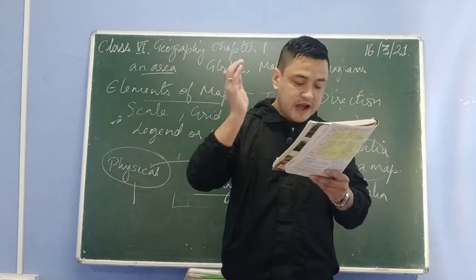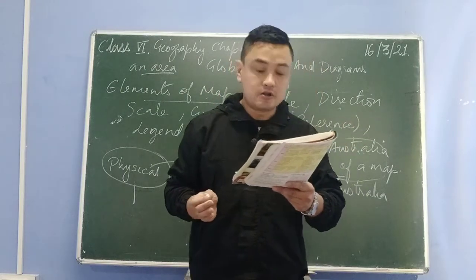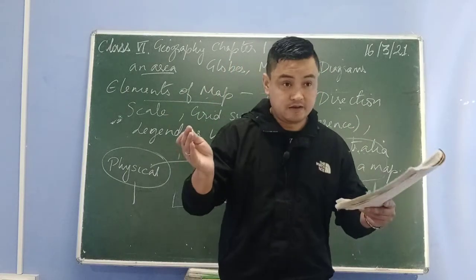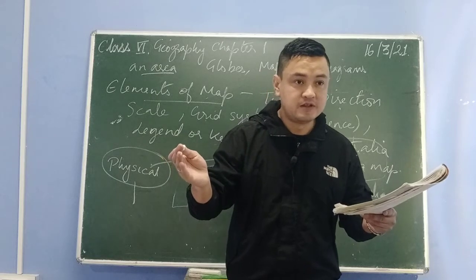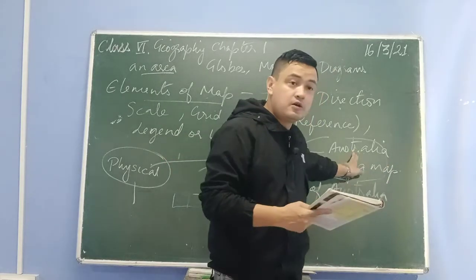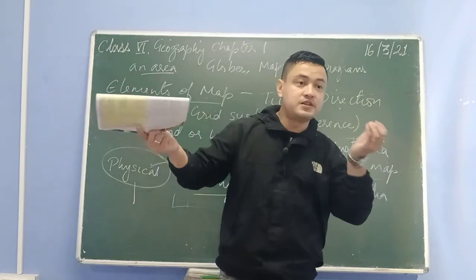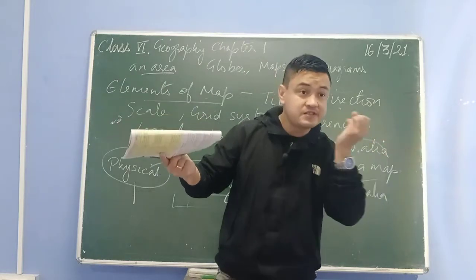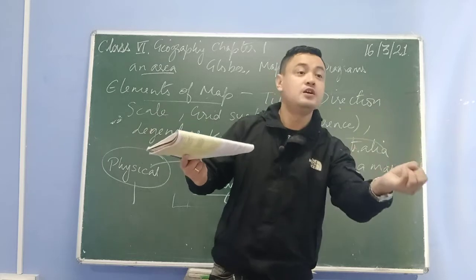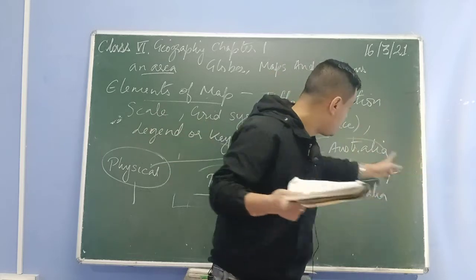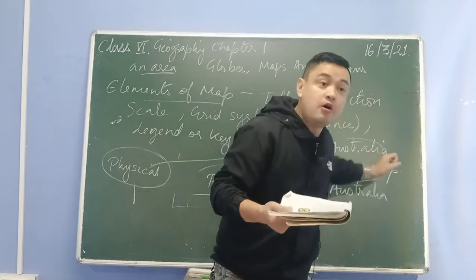So the secondary title tells us about the theme or the topic. Topic means what we are going to study in this map. This is the map of Australia, but what are we going to study there? We are going to study the physical features. Physical features means natural features of the earth or natural features of the area that is found in Australia.